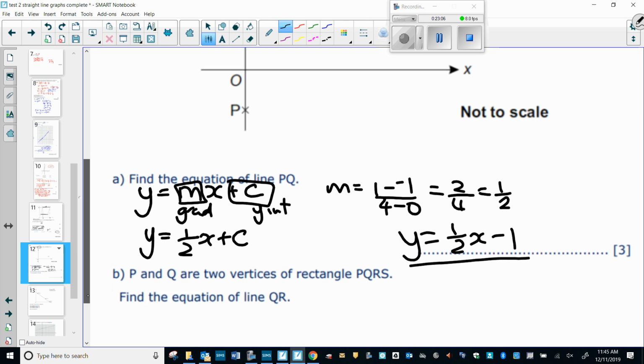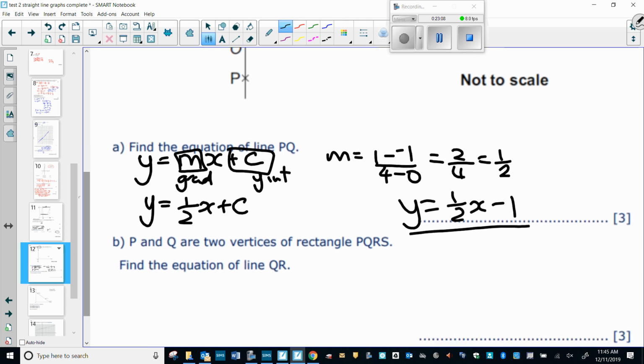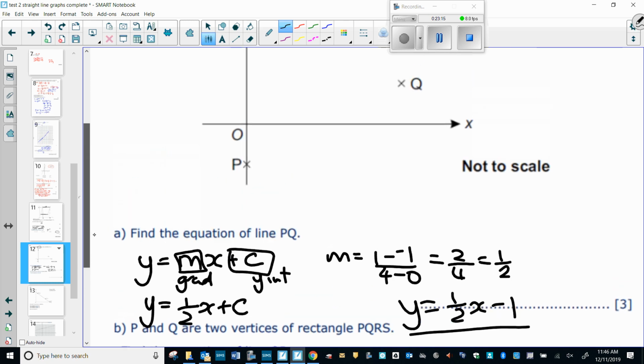Okay. PQ are 2 vertices of a rectangle PQRS. Find the equation of the line QR. Okay, so P and Q.